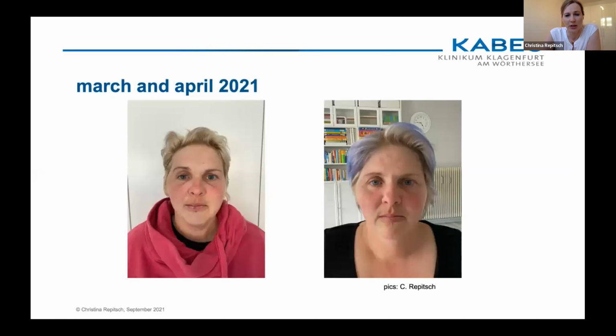Here you see the patient 1 year after the accident. When you see in March, she is still asymmetric.